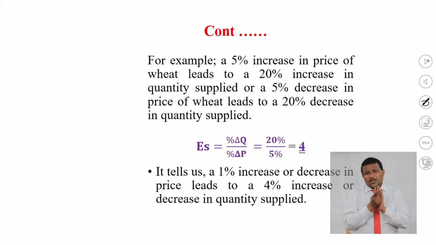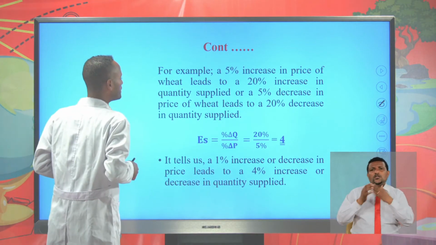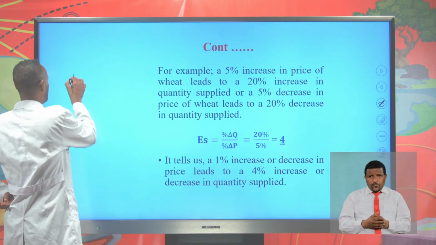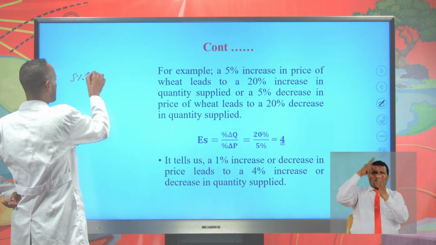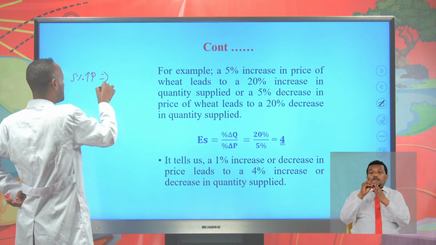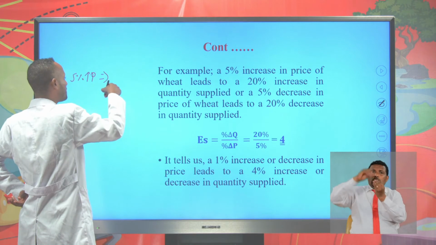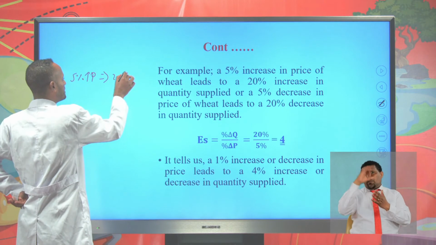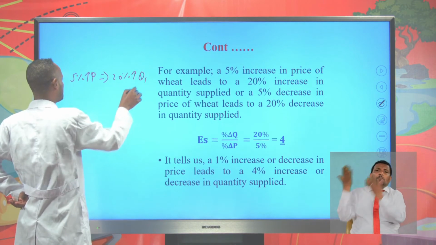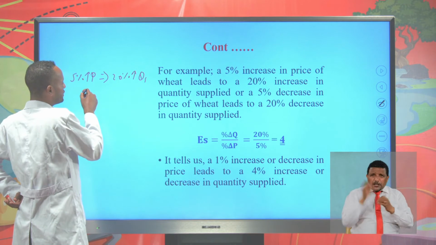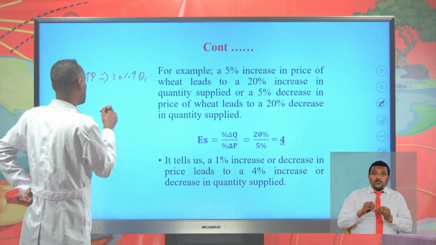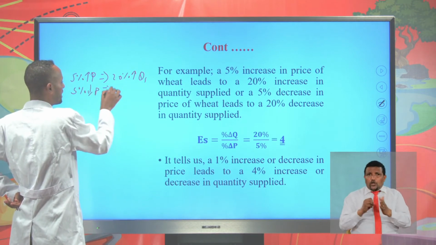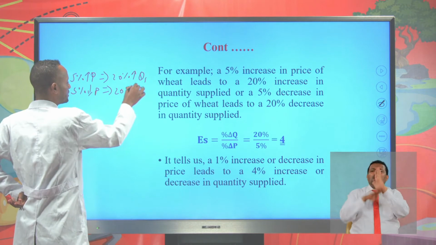For example, a 5% increase in price of wheat leads to a 20% increase in quantity supplied. A 5% increase in price of a commodity is a little increment in price, but the resulting increment in quantity supplied is more than the increment in price of a commodity. That means it is a 20% increase in quantity supplied. A 5% increase in price leads to a 20% increase in quantity supplied, means in other words, if the price of a commodity declines by 5%, then the quantity supplied for that commodity will decline by 20%.